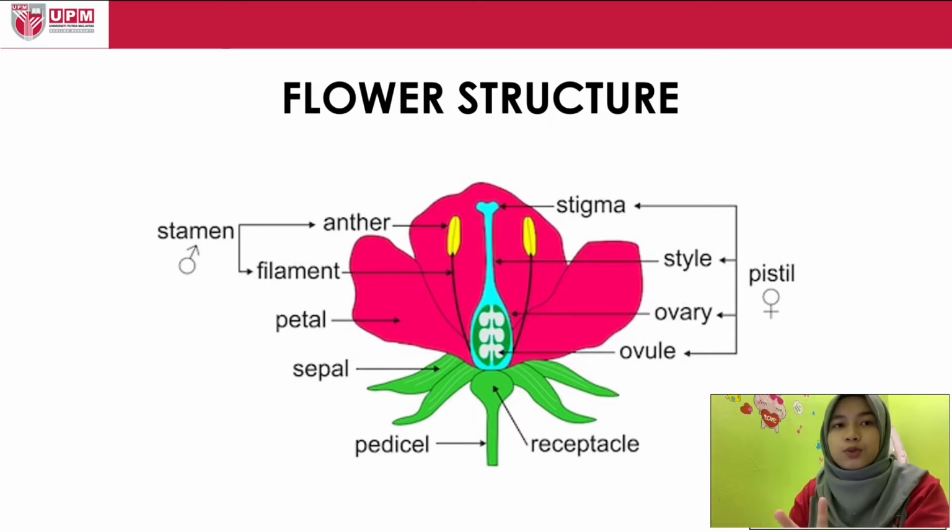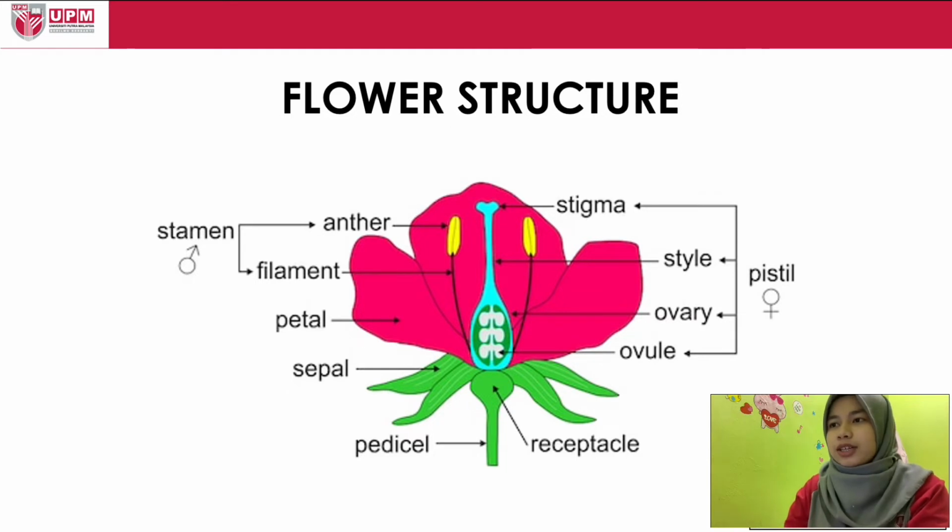It consists of two parts, the filament and the anther. The filament is the slender stalk that supports the anther, and the anther is sac-like. The pollen grains develop from the microspore inside the anther, and then the anther will release all this pollen into the air or onto the pollinator.